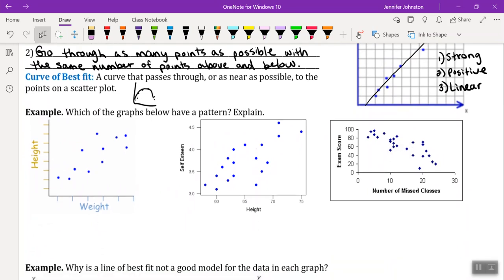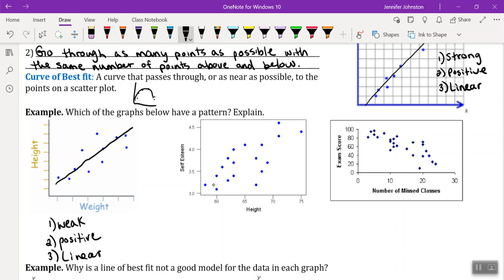All right, so let's go and see. So go and draw a line of best fit. So it's a line going through as many points as possible with the same number of points above and below. That looks pretty good. It's going upwards. So it's more of a weak one. See how the points are more spread out, farther from the line. It's still positive. And here we can still see that it is linear.